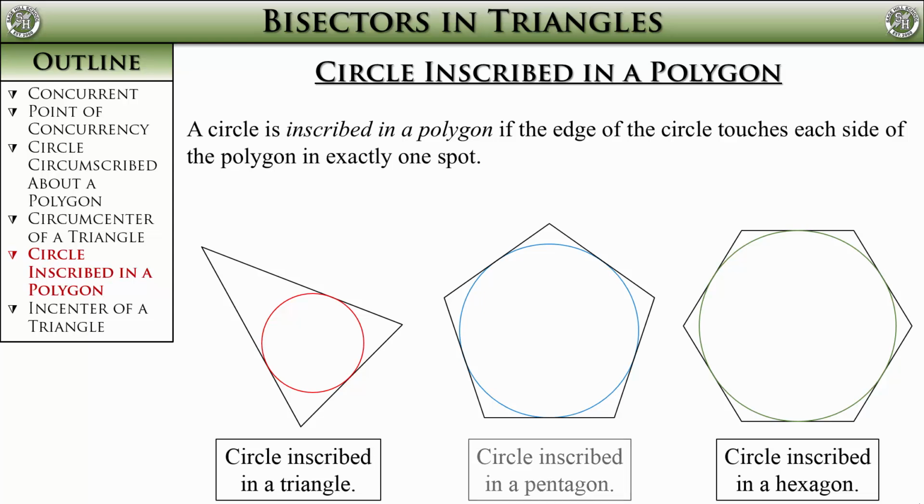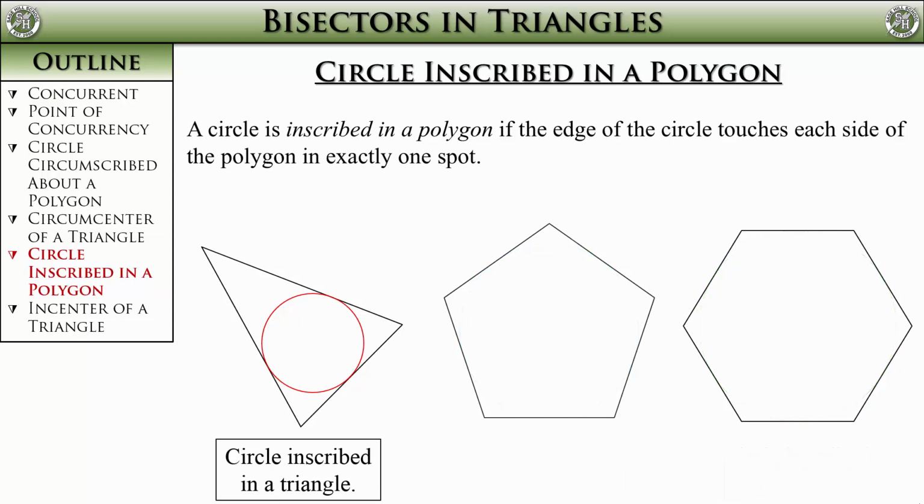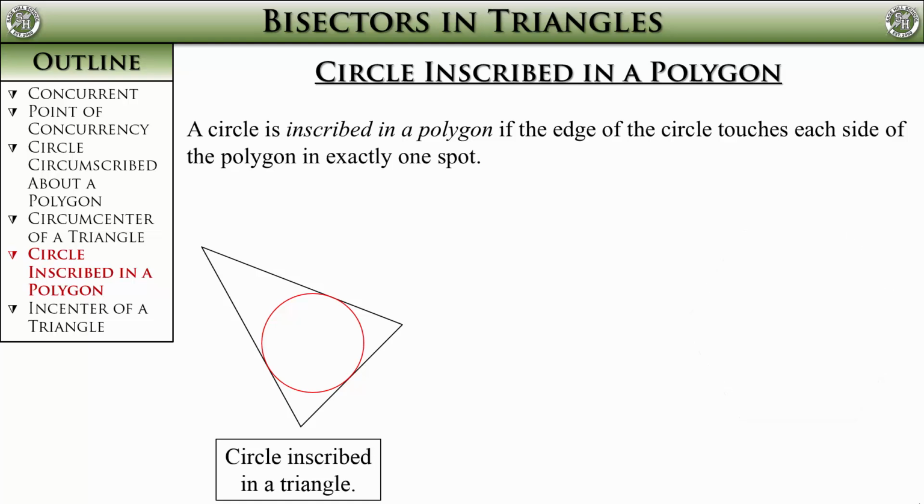Just like the circumscribed circles, for this section we will only be focusing on the triangles. We will deal with the other polygons at a later date. And also like the circumscribed circles, only triangles are guaranteed to always have an inscribed circle. None of the other polygons will always have an inscribed circle.